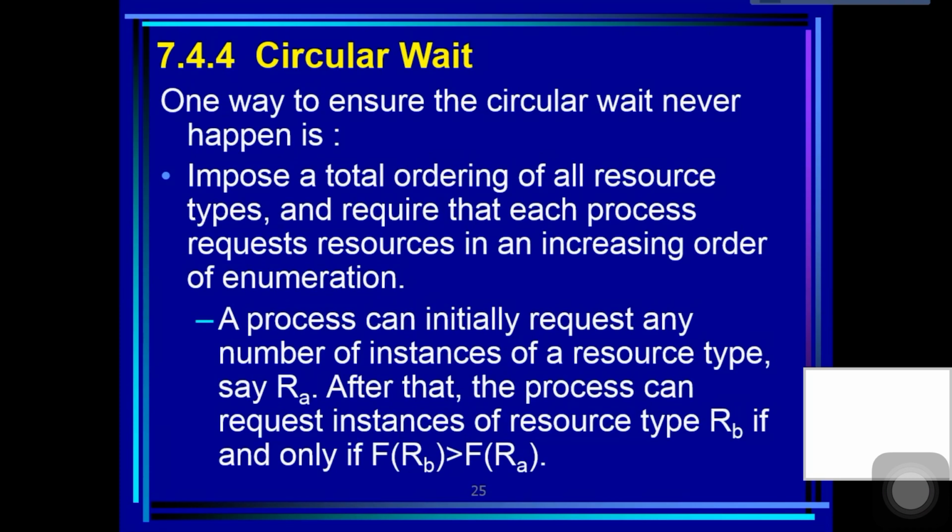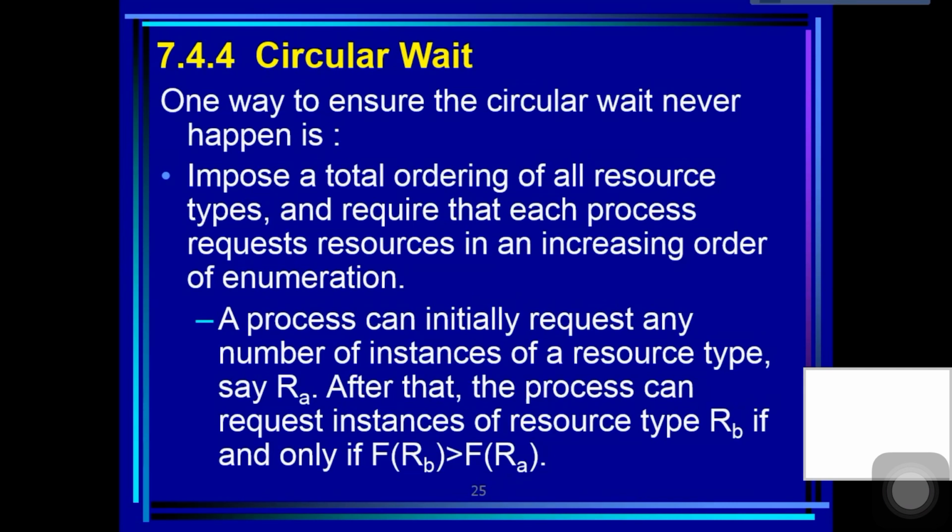To illustrate, let R = {R1, R2, ..., Rm} be the set of resource types. We assign to each resource type a unique integer number, which allows us to compare two resources and to determine whether one precedes another in our ordering. Formally, we define a one-to-one function F: R → N, where N is the set of natural numbers.